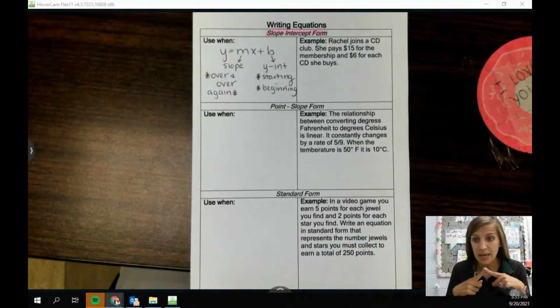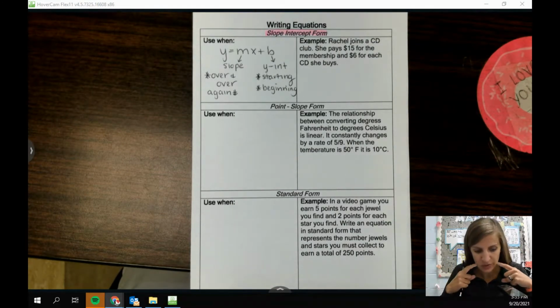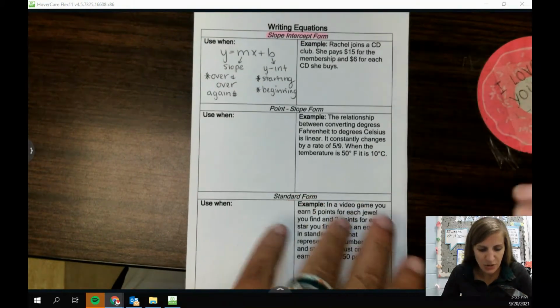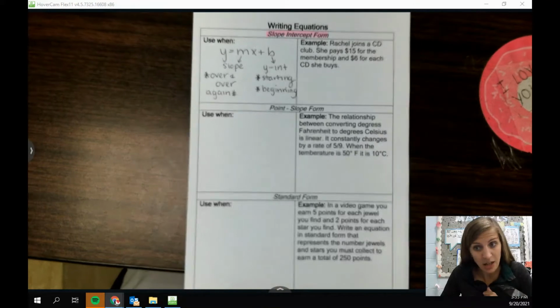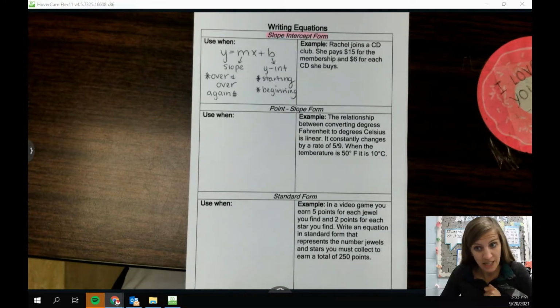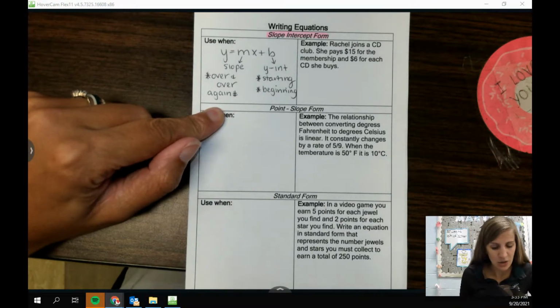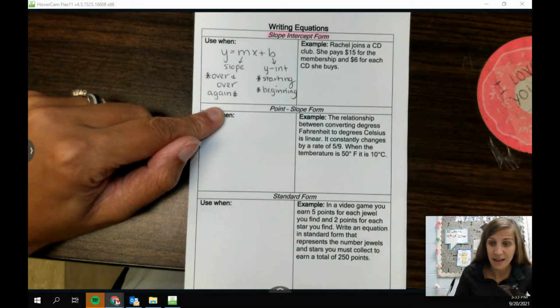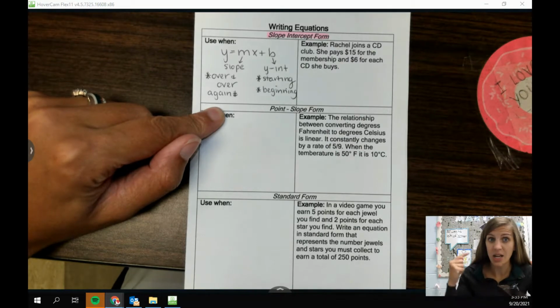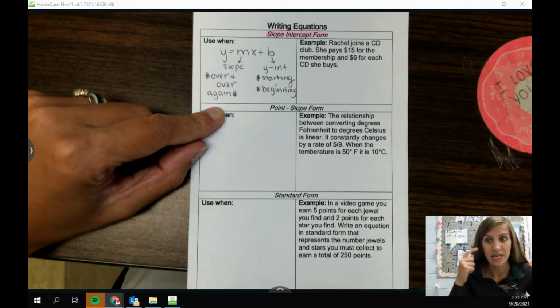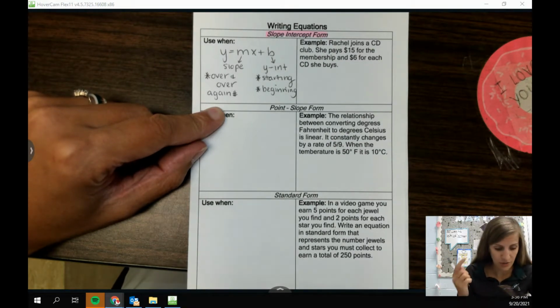A really good example of a story that would use y equals mx plus b is this one here. Rachel joins a CD club. She pays $15 for the membership and $6 for each CD she buys. I always like to identify my over and over again number first. Usually that's the easier one to pick out. Because every CD is going to cost $6, I have to spend $6 over and over and over again.